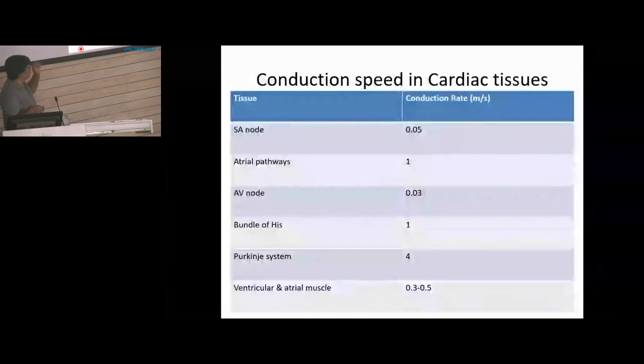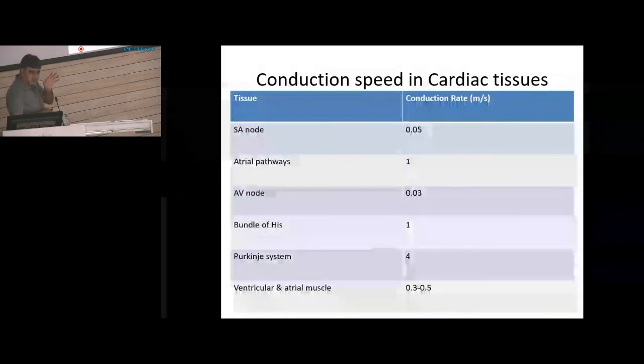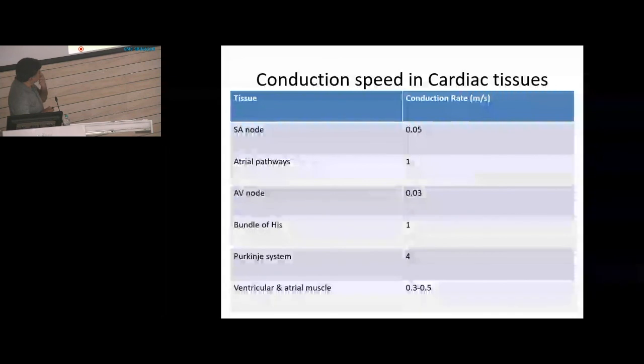Now these are the conduction velocities in the different parts of the conduction system or in different parts of the heart. So you can see here, SA node, what is the conduction velocity? 0.05. Atrial pathways, we said that it is 1 meter per second. AV node only 0.03 because it has the slowest conduction. That is why it delays the impulse. AV nodal cells have the slowest conduction, about 0.03 meters per second.